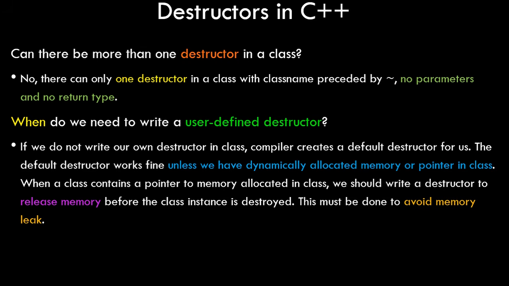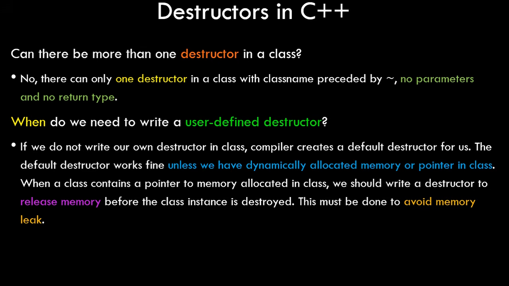So when a class contains a pointer to memory allocated in a class, we should write a destructor to release that memory before the class instance is destroyed. This must be done to avoid memory leaks, which essentially means that memory is allocated but it is not properly deallocated. So this is when we actually need a destructor, and in usual cases we do not need a destructor.